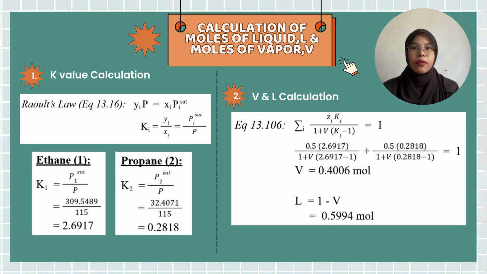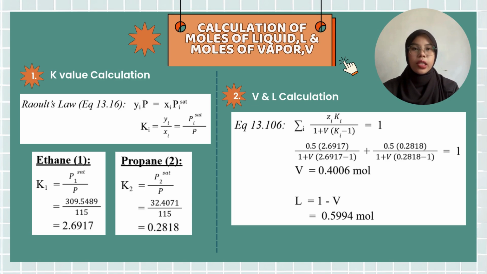For propane, the vapor pressure is 32.4071 kilopascal. So dividing by 115 gives a K value of 0.2818. Next, we calculate the amount of vapor and liquid moles that will be formed during the flash process. This equation is based on the mole fraction and the K value we just calculated. The overall mole fraction is equal, 0.5 for both ethane and propane.